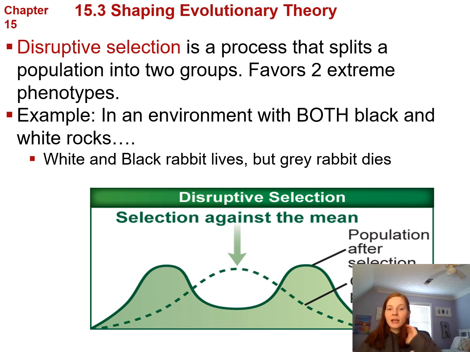A real world example is if you had an environment with both black and white rocks, you would see a lot of black mice, or I guess we're using rabbits here. You would see a lot of black rabbits and a lot of white rabbits. The white rabbits could blend in with the white rocks, the black rabbits could blend in with the black rocks. You're not going to see many gray rabbits because gray does not blend in with black and does not blend in with white. So you would see a large white population, a large black population, and almost no gray. That's what we call disruptive selection. So you're going to have two peaks in a disruptive selection graph. Okay.